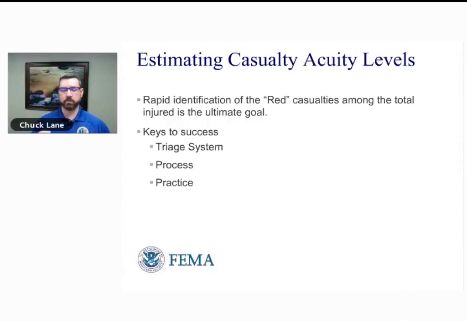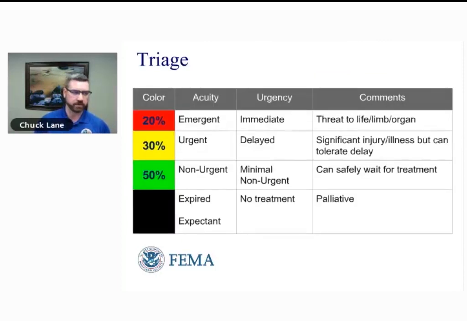So you have to implement your training. You have to have your process outlined in your plan, determine what you're going to use, which method, SALT or START, and then practice it. How often do you train on it? We used to do something called Triage Tuesday, where EMS would bring people in with a triage tag. You would do a quick assessment and then move the patient along. So however you do it, whatever you identify as a best practice, is definitely something that you need to do when you're implementing a triage system.